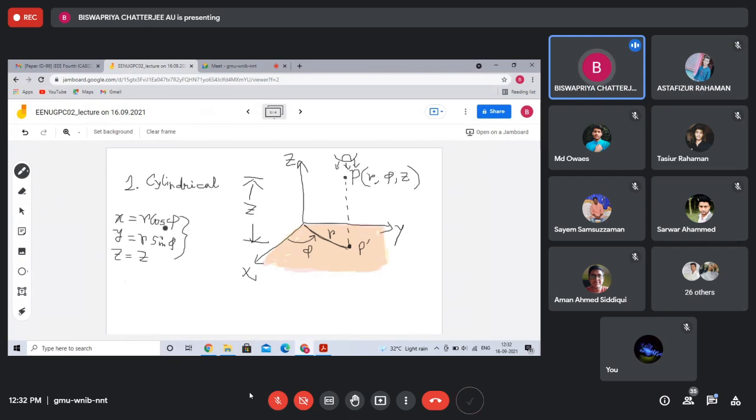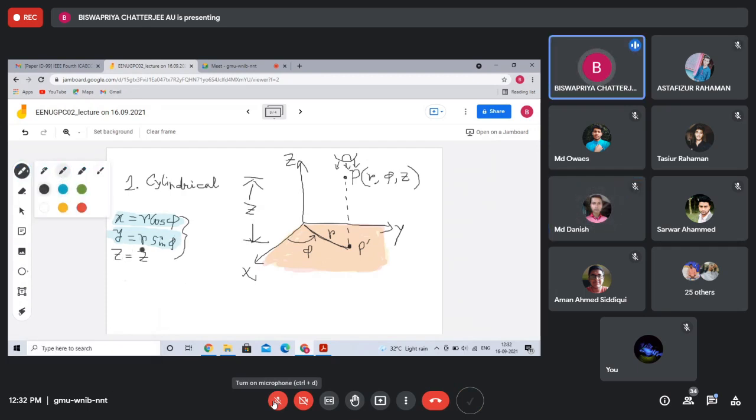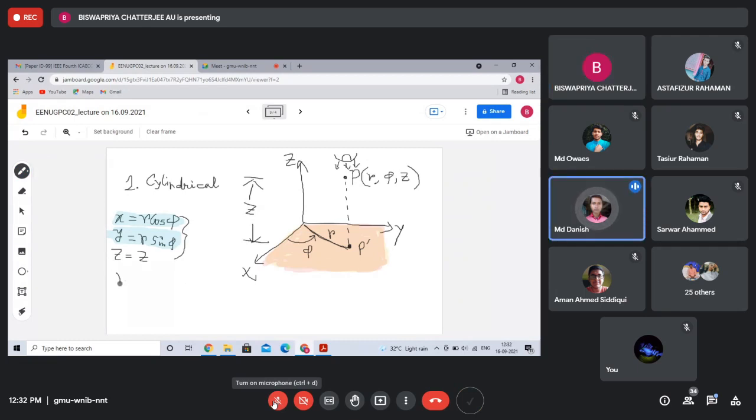Okay, so now using these two, x equals r cos phi and y equals r sin phi, can you tell me what is r equals to? Sir, r is equal to x by cos phi. Using these two, r equals x by cos phi? No.